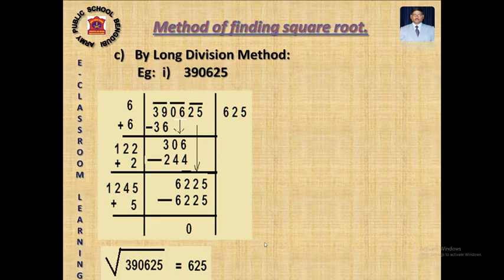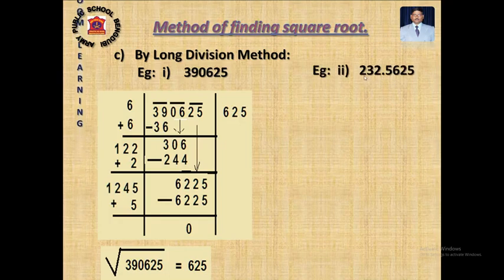Let's see, I am giving one more example with a decimal number, 232.5625. Clear? So this time we have to place a bar from the decimal part.